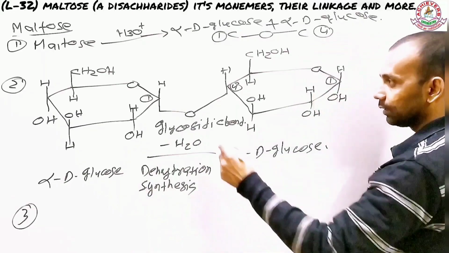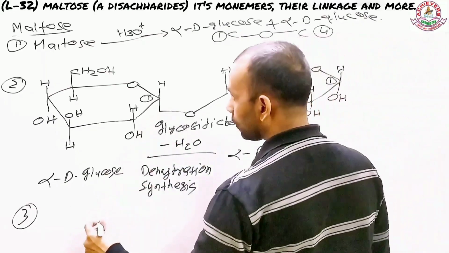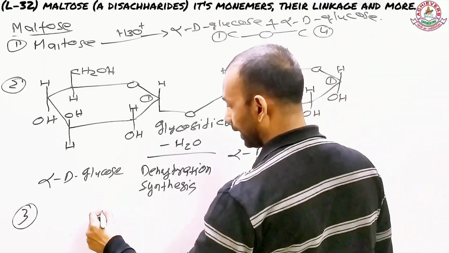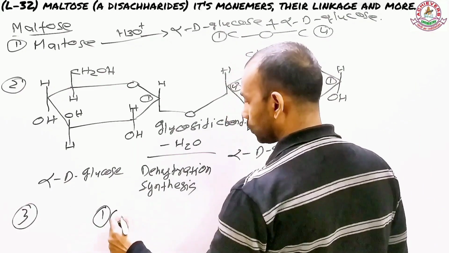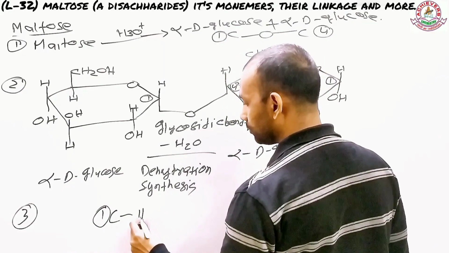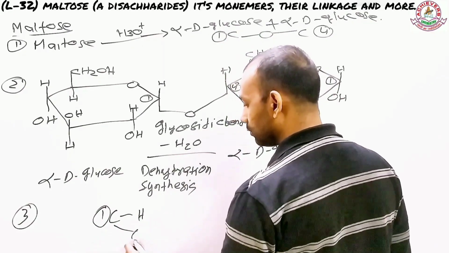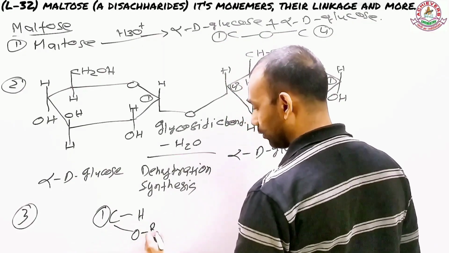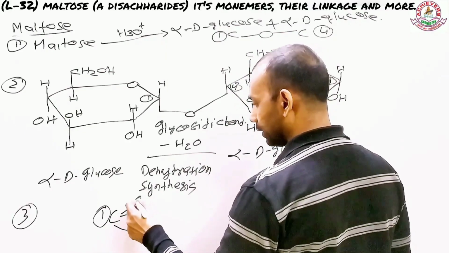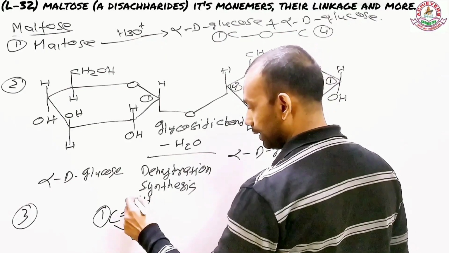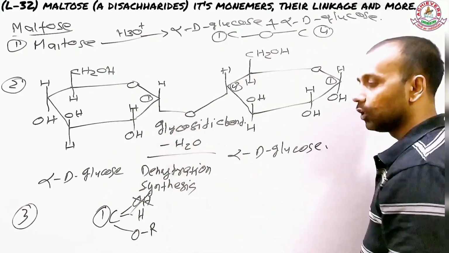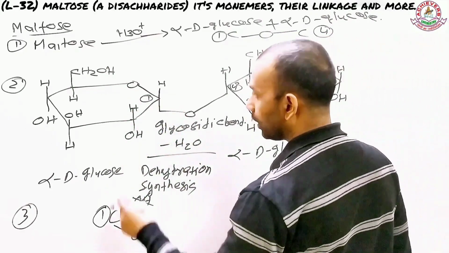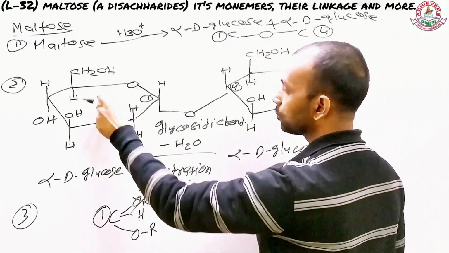What is the hemiacetal? Just pay attention here. This glucose has a first carbon here, and now it has H, and it has ether now. But there is no OH here, because that OH was used here in making the bond. So that's why the hemiacetal structure of one of the glucoses was used here.